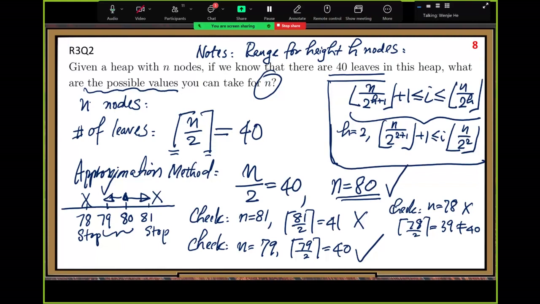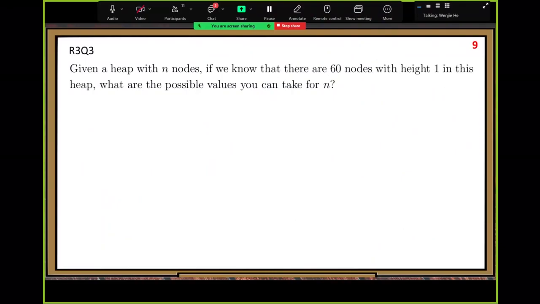So that's the way we can solve equations containing a ceiling function or floor function. For the floor function, we can also do it this way. Ceiling function or floor function. All right, so that's this example. Try to understand this example, the approximation method. Next one.